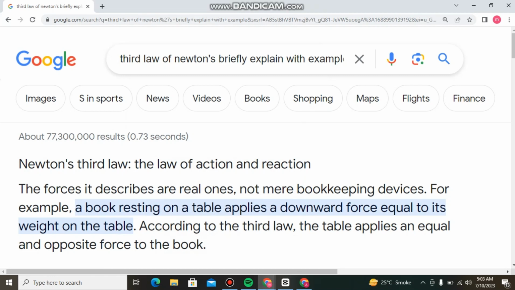Hello everyone. So in this video we will discuss the third law of Newton. Newton's third law, the law of action and reaction. The forces it describes are real ones, not mere bookkeeping devices. For example, a book resting on a table applies a downward force equal to its weight on the table. According to the third law, the table applies an equal and opposite force to the book.